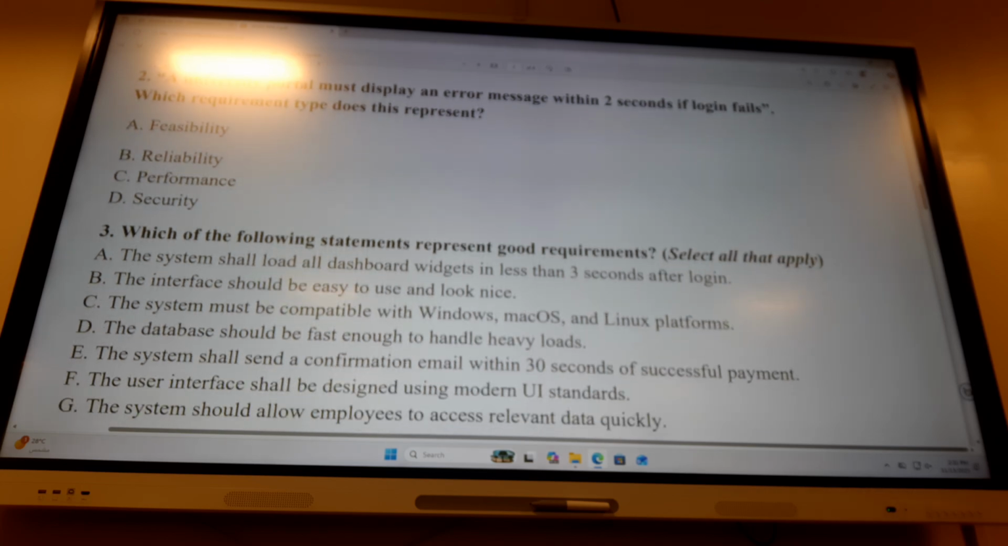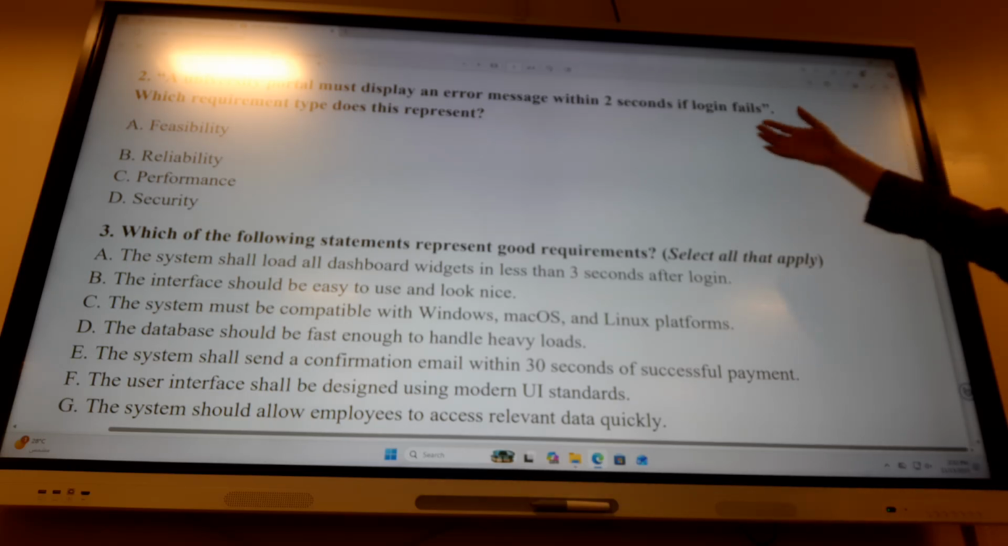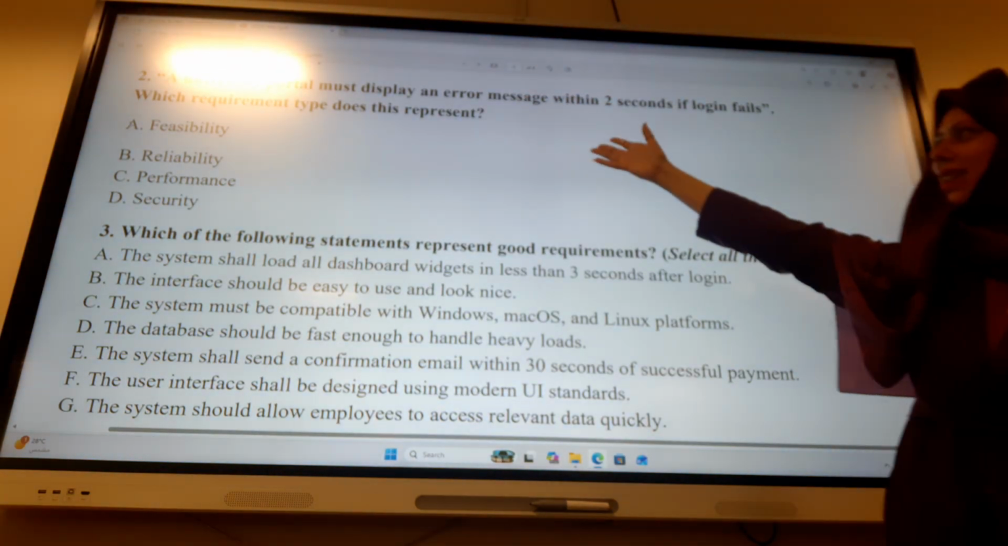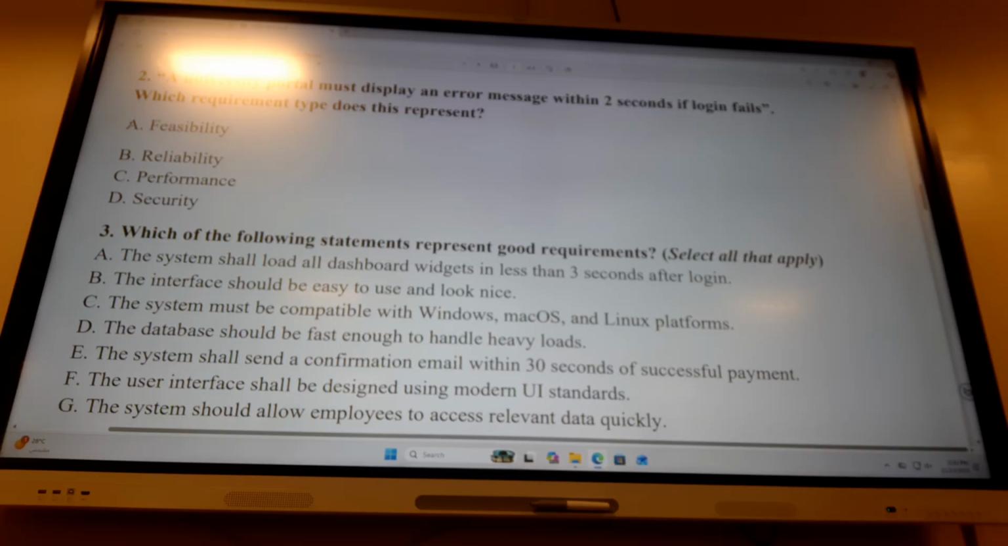So second question, university portal must display an error message within 2 seconds if login fails. So which requirement this one reflects? So again, when we talk about numbers, minutes, seconds, milliseconds, this is usually a measure of performance, right?